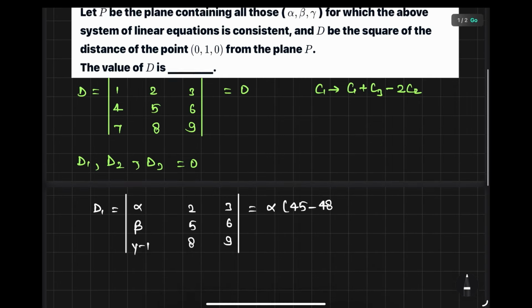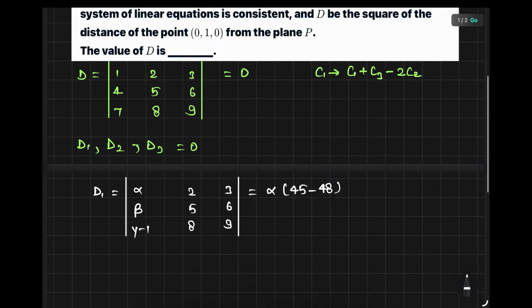Now look at this. You have to proceed and you will go with beta, and beta is what? 18 minus 24. And then you have gamma minus 1. Gamma minus 1 will become what? 12 minus 15. So you will go with minus 3. Correct.